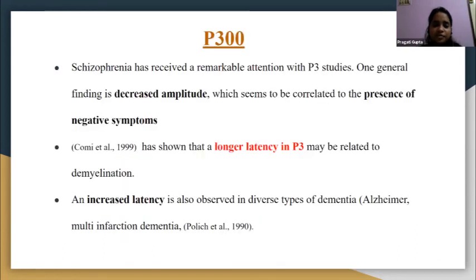And for P300, we see a decreased amplitude in schizophrenia; various researchers have used P300 amplitude among schizophrenic patients. There is a longer P300 latency in terms of demyelination. Dementia patients also have an increased latency, as in they require a greater amount of time to process and categorize that stimulus.